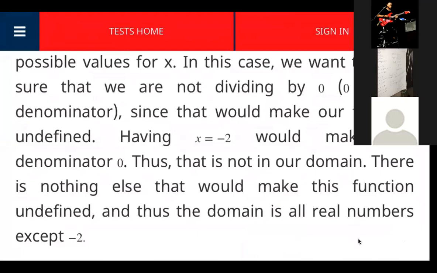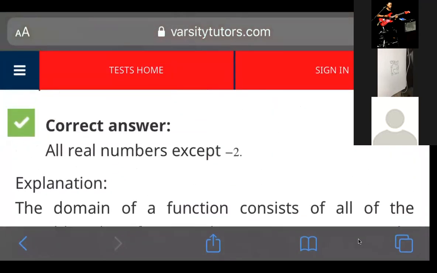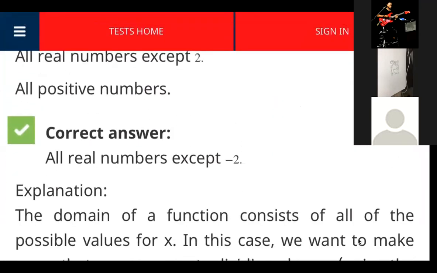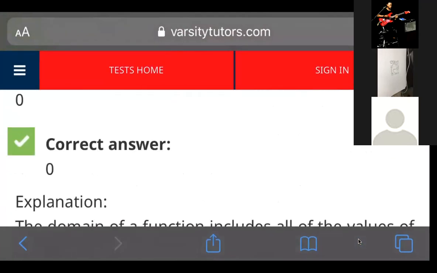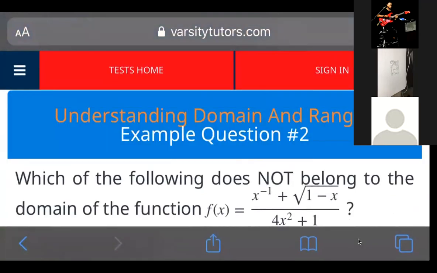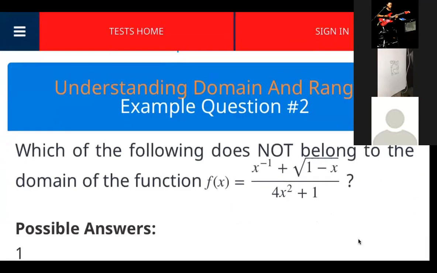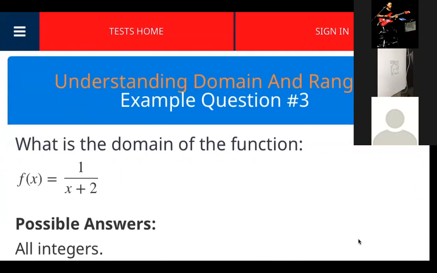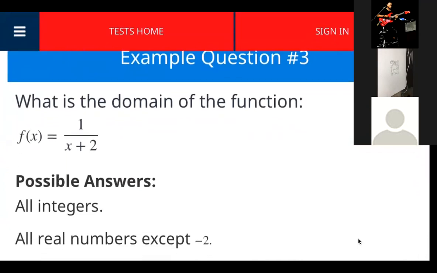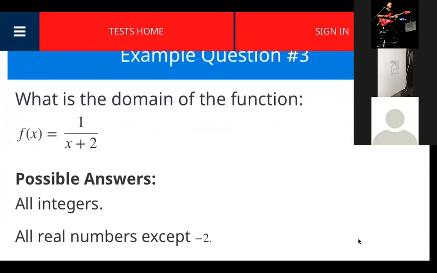Okay, so can you see my mirrored notes? Yes, sir. So let me pick from top. So understanding domain and range. So we'll pick a question and then it will be easy to understand.